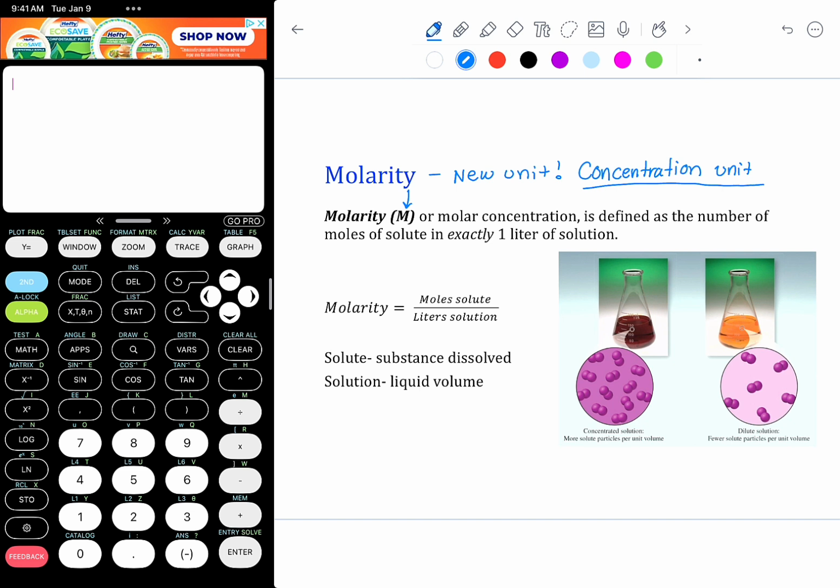Molarity has units of moles over liters. Molarity by itself is a unit, but it is a derived unit, meaning it is made up of units of other types. So it's made up of mole units as well as volume units. If you know the moles of your solute and the total volume of your solution, you are able to find the molarity or the concentration of that solution. We can vary our molarity by changing the amount of moles or changing the volume of our solution.